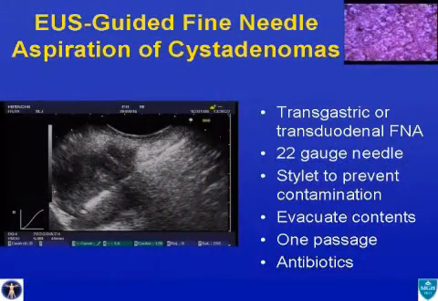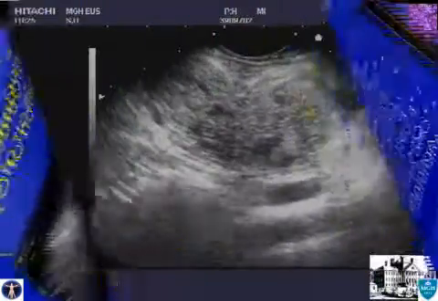This technique requires a transgastric or transduodenal FNA, usually with a 22-gauge needle. The stylet is placed to prevent contamination by gastric and duodenal epithelium. The cyst fluid's contents are completely evacuated with one passage of the needle. Antibiotics are administered to provide assurances against infection, particularly in those cystic lesions with residual fluid in place. This usually is performed as an outpatient.